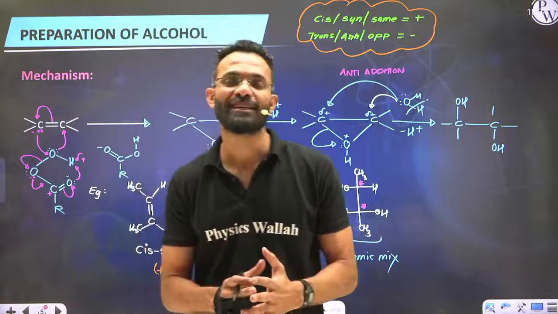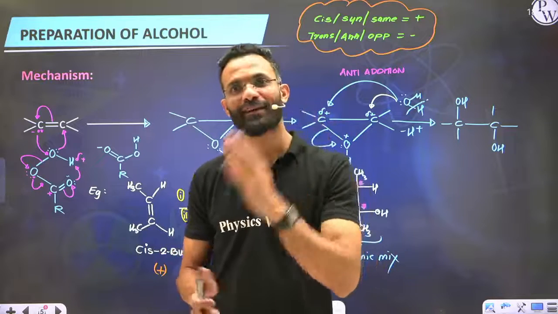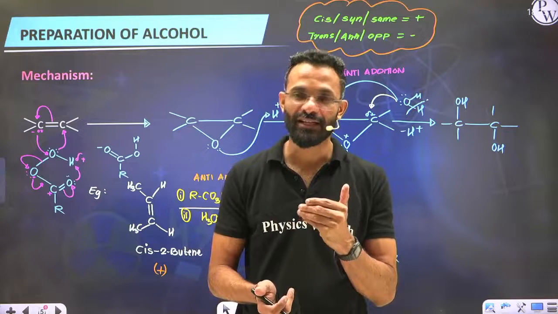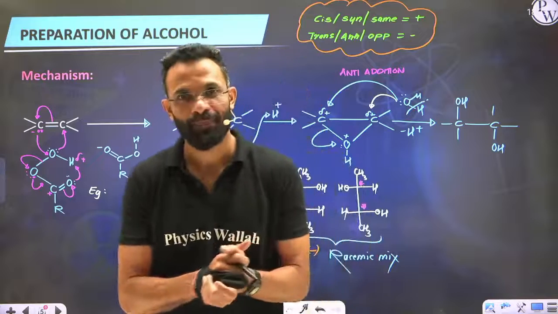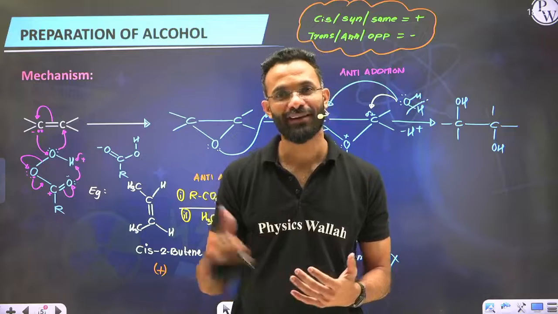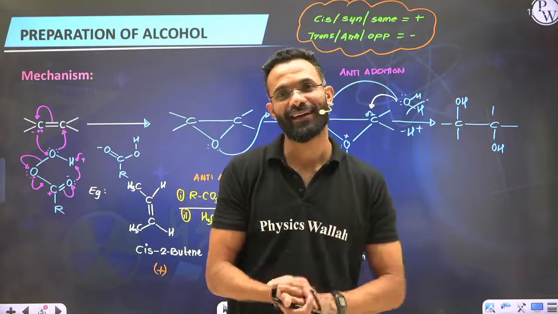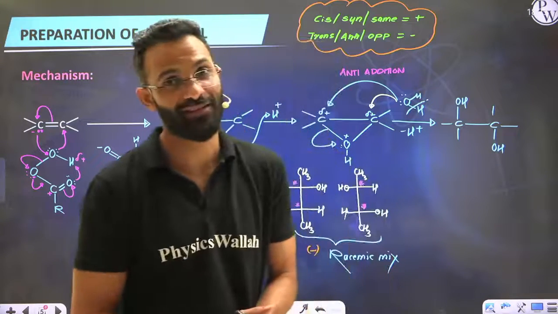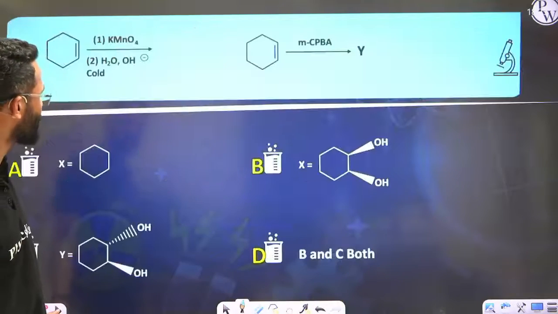When you carry out syn dihydroxylation using cold dilute KMnO4, or the Baeyer test, or you can say the reaction which is used for the detection of unsaturation, you get a diol where two OHs are on the same side. Whereas if you carry out dihydroxylation using peroxy acid epoxidation followed by acid hydrolysis, we get anti-addition where two OHs are going to be on the opposite side of each other. So guys, those were the two important reactions. You may have a question like this.